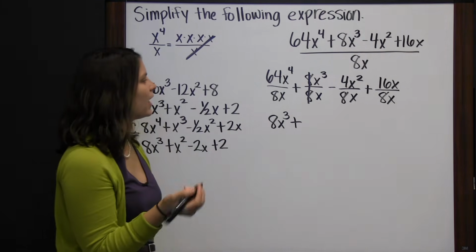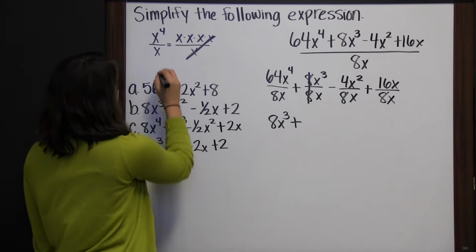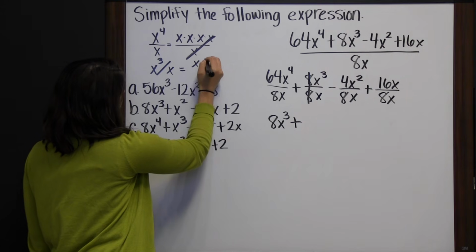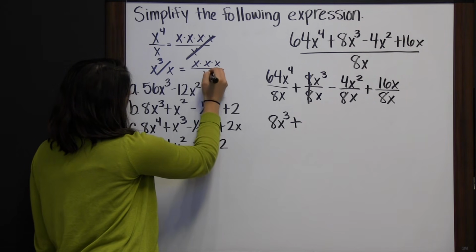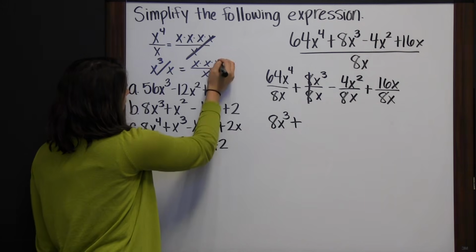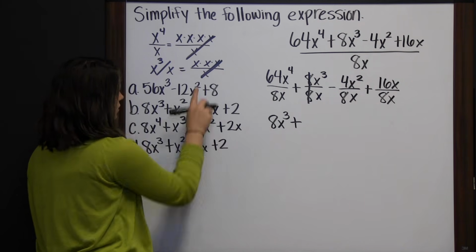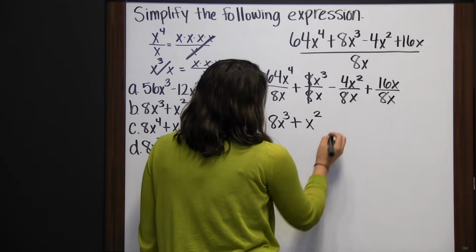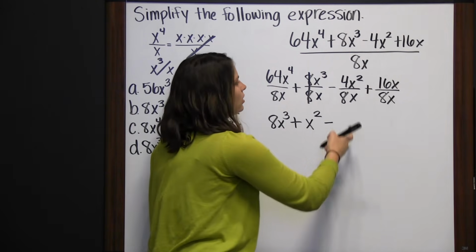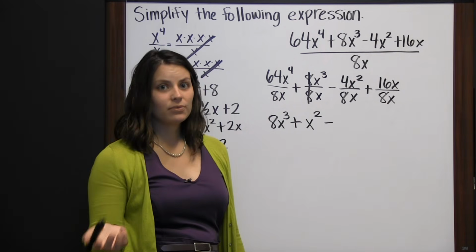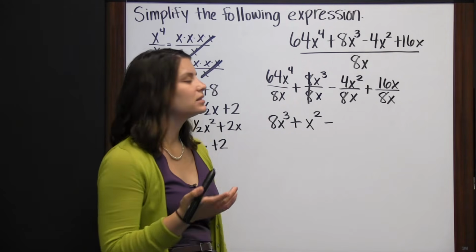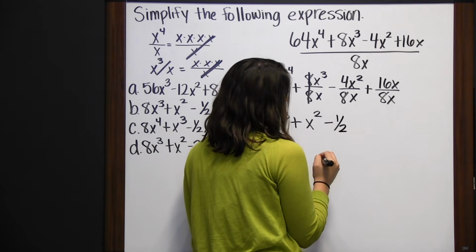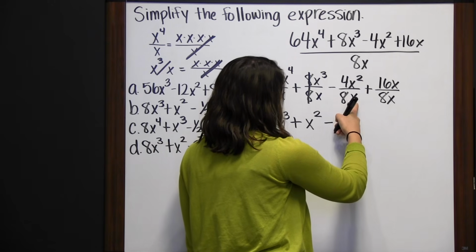and then we do the same thing with x cubed divided by x. So x cubed divided by x would be x times x times x divided by x. x divided by x is 1, so you're left with x times x, x squared. Minus 4 divided by 8. 4 can't really be divided by 8, but we can simplify 4/8 as 1/2. And then x squared divided by x.